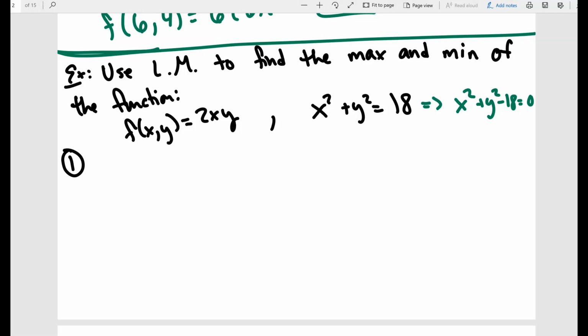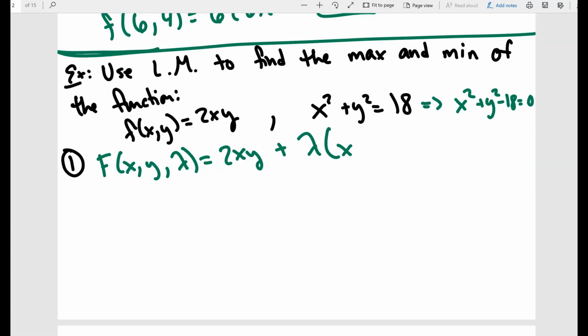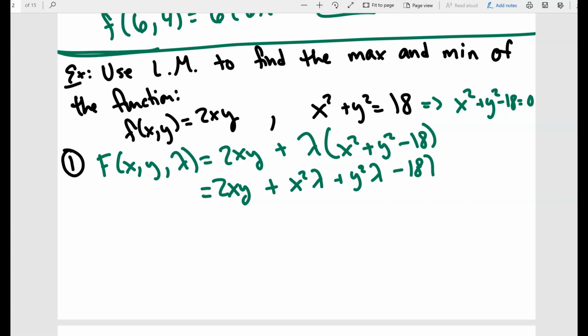Okay, so now to find the Lagrangian, our f of x comma y comma lambda, we're going to first take our f of x comma y, which is going to be 2xy, and we're going to add it to lambda times our constraint, which is going to be x squared plus y squared minus 18. Okay, now that we set up our Lagrangian, let me clean this up a little bit. So 2xy plus x squared lambda plus y squared lambda minus 18 lambda.